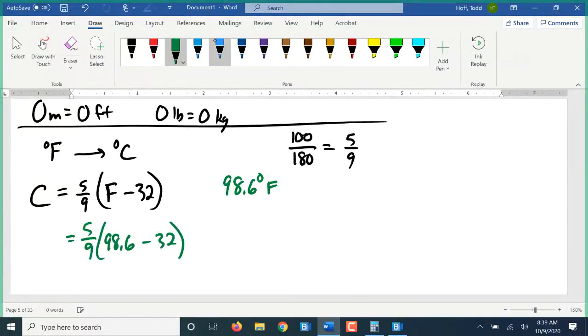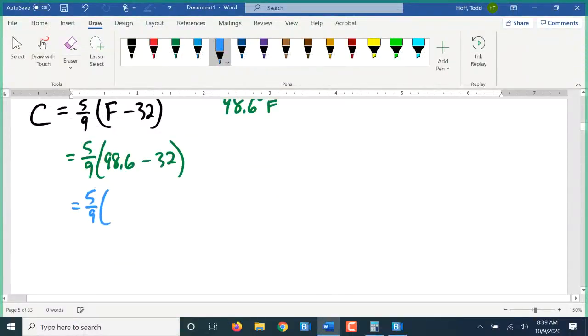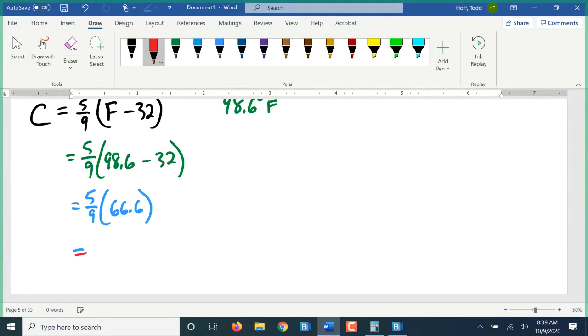So once we've plugged it in, it's just an order of operations problem here. 98.6 minus 32 is 66.6. 5/9 times 66.6 is 37 degrees. So that would be 37 degrees Celsius is human body temperature.